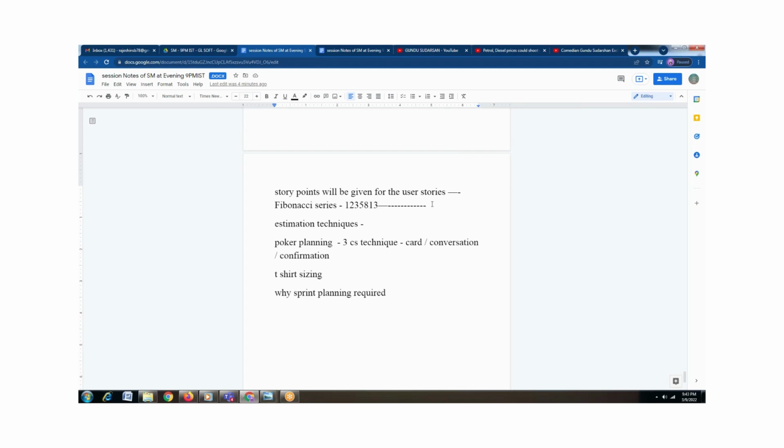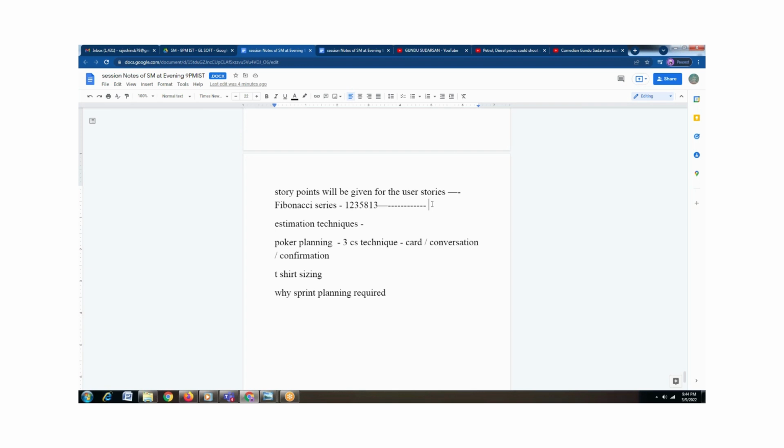So this is a 3-card technique, 3 Cs technique: card, conversation, and confirmation. Card will be given to all the people. There will be a conversation going on about the particular user story. The conversation happens in terms of the technicalities. They'll be discussing the user interface part, maybe the coding, testing, database related stuff, maybe connectivity. They discuss the technical difficulties and challenges among the group, and finally they come to a conclusion. Once they come to a conclusion, a story point will be decided by the team members.